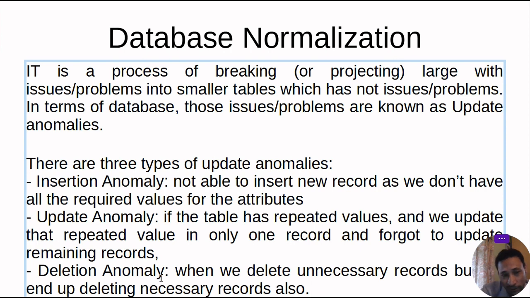We think that this record is not necessary for us and we delete it. We thought that record is not necessary, but at the same time we will end up deleting necessary values also. This is called deletion anomaly.